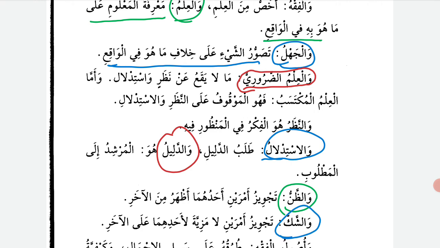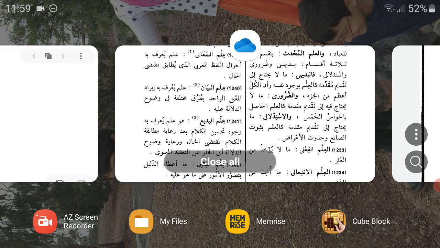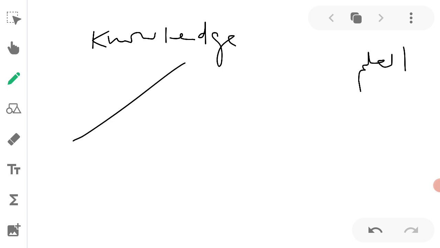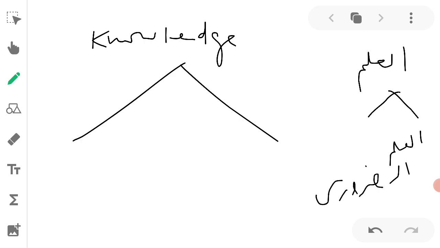His definition is العلم الضروري ما لا يقع عن النظر والاستدلال، وأما العلم المكتسب فهو الموقوف على النظر والاستدلال. Okay, so knowledge, al-ilm, is divided into two types. That's al-ilm: what he calls ad-daruri, and the other one he called al-ilm al-muktasab.